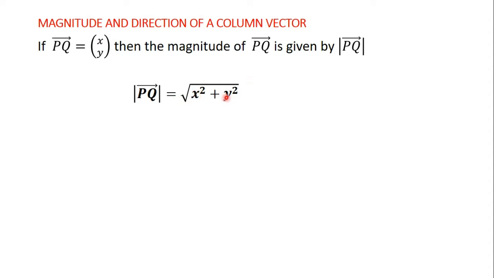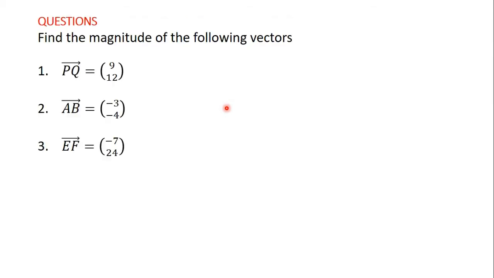So if you are given a vector like this, (x, y), and you are being told to find the magnitude of the vector, take the square root of the square of the x component plus the square of the y component. So the magnitude of this vector PQ is equal to the square root of x squared plus y squared, where x is the x component and y is the y component. Let's take some questions and see how to use this.